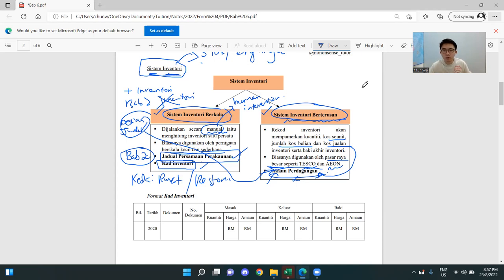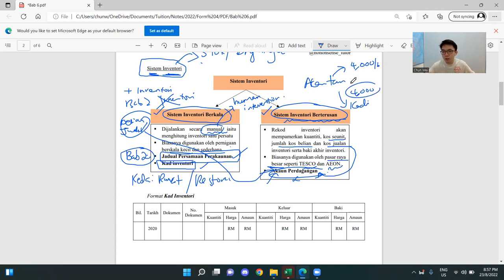So as an accountant rate, let's say you go to a company, you get 4,000 ringgit satu bulan. For example, do you think that if you go to the same kedai runcit, they will pay you 4,000 ringgit to come and do the jadual persamaan perakaunan and card inventory, or not?